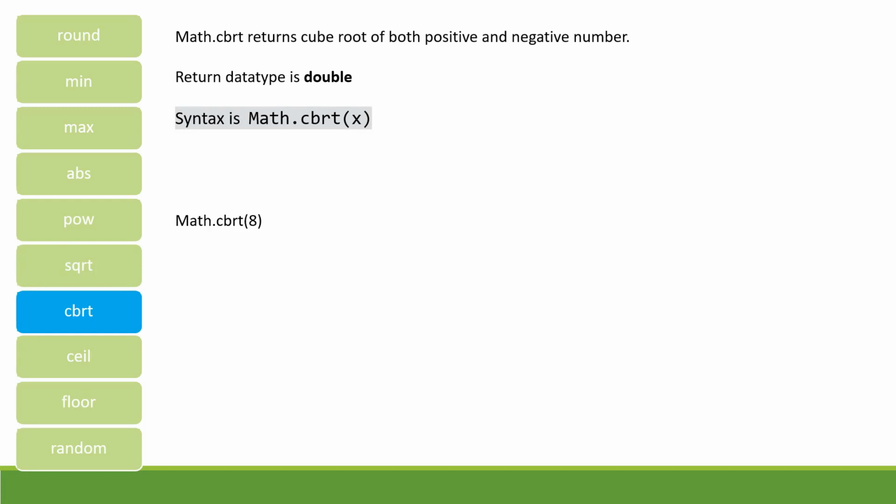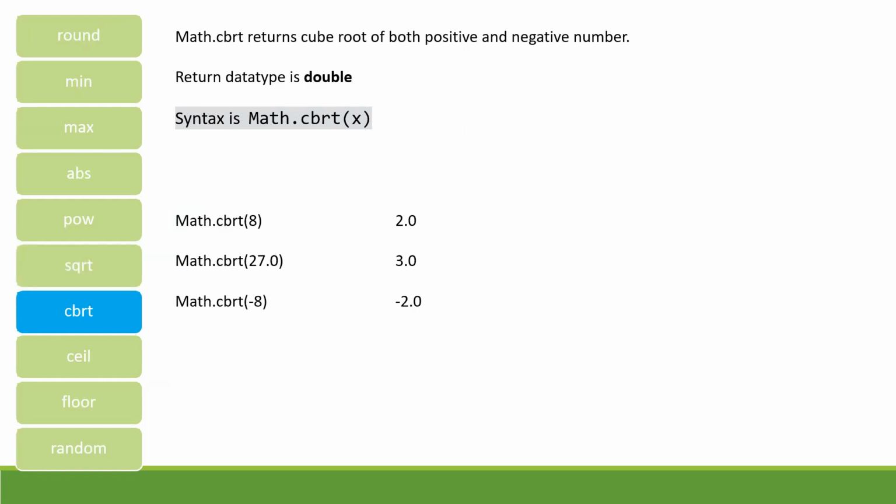If we say math.cbrt 8, now we know the cube root of 8. That means 2 into 2 into 2 gives us 8. So the cube root of 8 is 2, which is of double data type, so it will be 2.0. Math.cbrt of 27 is 3, and with double data type, 3.0. So for positive numbers, the cube root will return a positive answer.